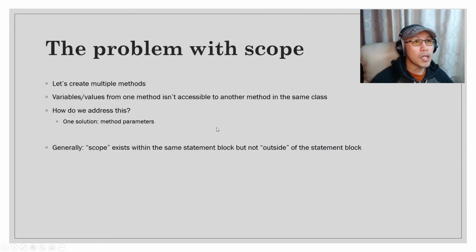So let's think about this some more. If a variable or a value from one method is inaccessible to another method in the same class, the way we address this that I've shown you just now is to use method parameters. This also talks about scope, because a scope typically exists within the same statement block but not outside of that statement block.